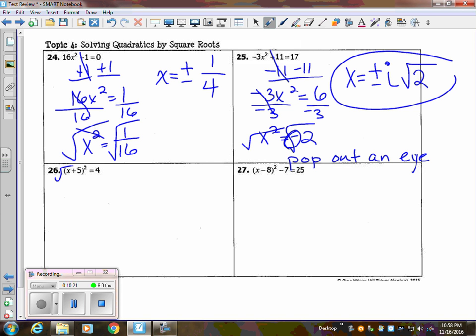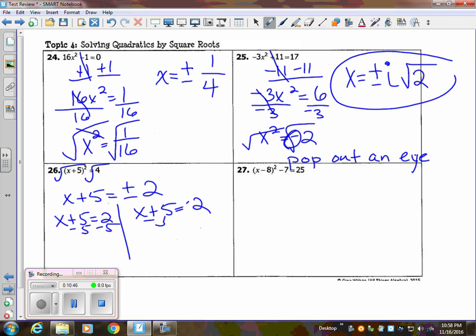Number 26, we're going to square root both sides first. So we got x plus 5 equals both a positive and a negative 2, because square root of 4 equals 2. Now we got two problems here. We've got x plus 5 equals 2 and x plus 5 equals negative 2. So go ahead and subtract your 5. So x is going to be a negative 3, and over here x is going to be a negative 7. So there are your x-intercepts, or your roots, your zeros, your solutions.